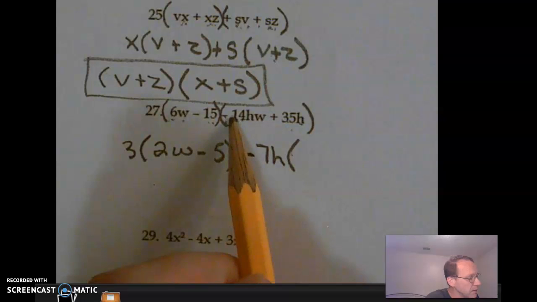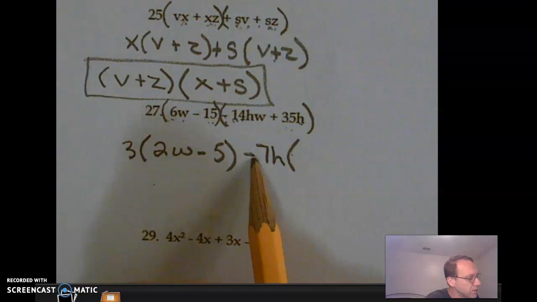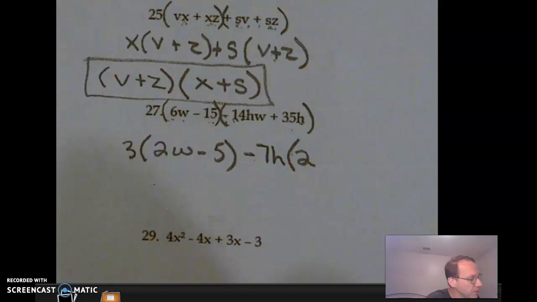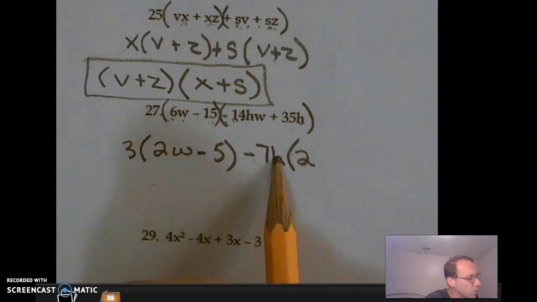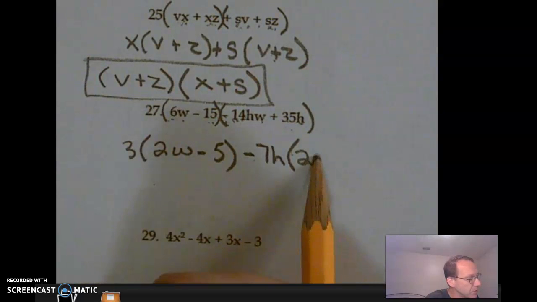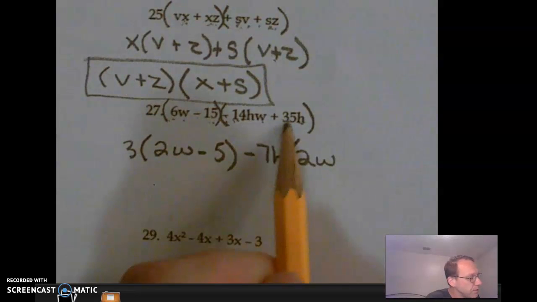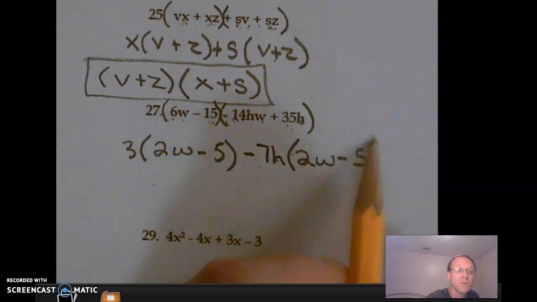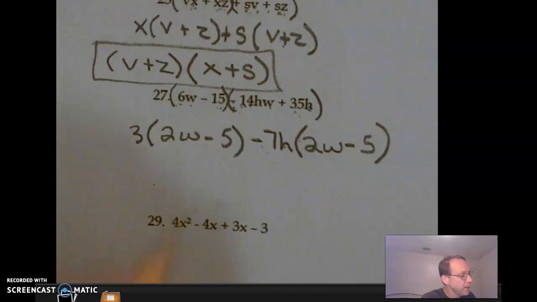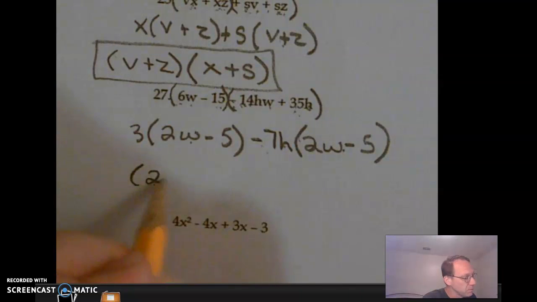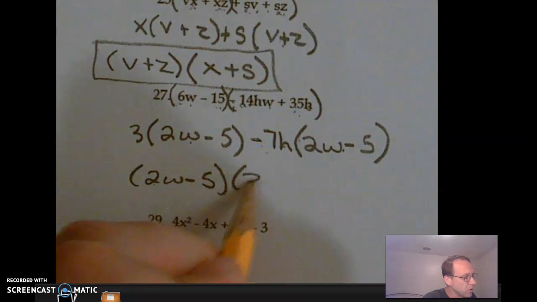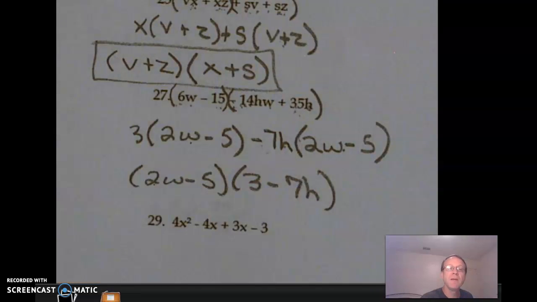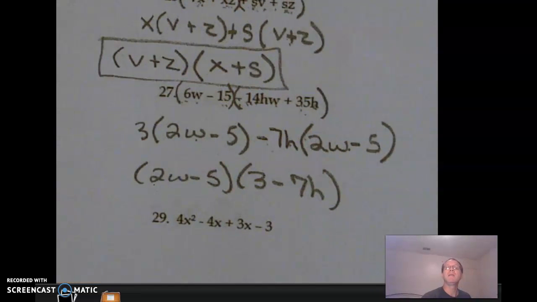Okay, so dividing, negative 14 divided by negative 7 is 2. H divided by h is 1. Bring down the w. 35 divided by negative 7 is negative 5. And h divided by h is 1. And then we'll factor out our common group. And I hope that this makes sense to you. You guys are doing a great job. Keep up the good work.